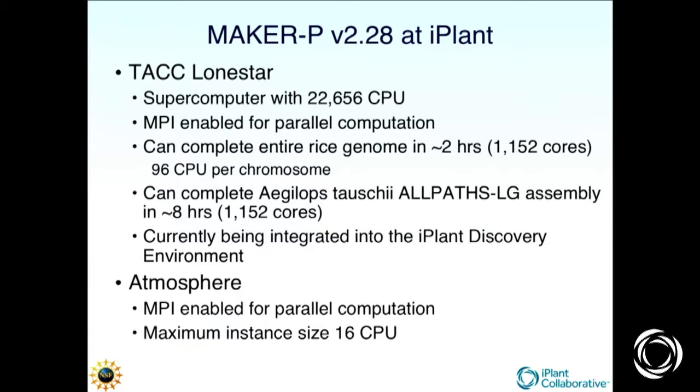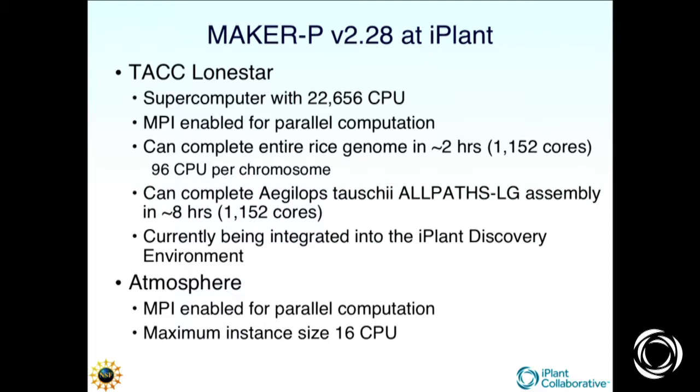So Lonestar is a supercomputer. It's got over 22,000 CPUs. It's MPI enabled, so it can distribute thousands of different jobs. And in our testing, using the same data sets that we'll go through in our tutorial, we can complete the rice genome in about 2 hours using 1,152 cores. The way we do that is to distribute each of the 12 chromosomes over 96 CPUs.